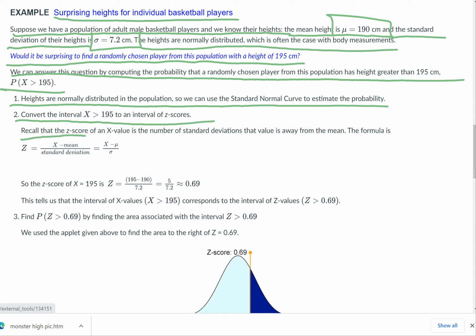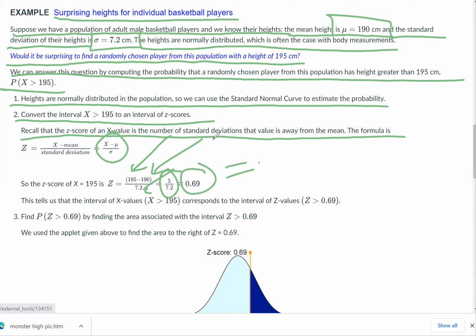So recall that the z-score of an x value is the number of standard deviations that value is away from the mean. So the formula is that value minus the mean, that's the distance from that value to the mean, divided by the standard deviation. So the x value 195 minus the mean, mu, which was 190, over sigma, the standard deviation, 7.2. In the numerator, 195 minus 190 is 5. 5 divided by 7.2 is about 0.69, so that'll be our z-score.